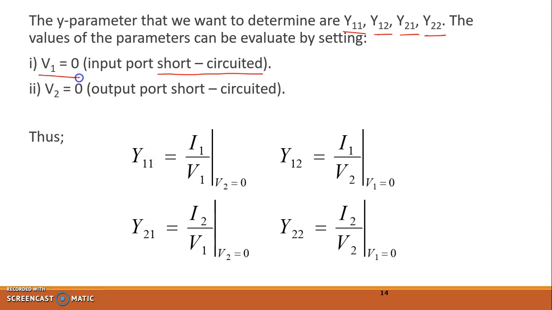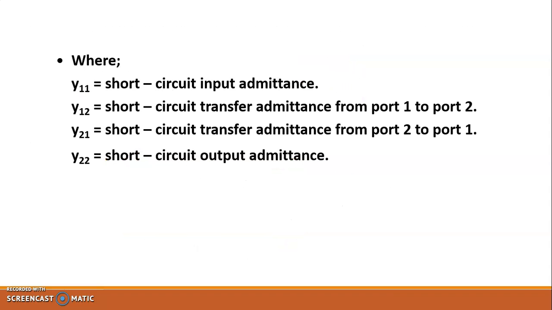If I make V1 equal to 0, I will get Y12 and Y22. And if I make V2 equal to 0, I will get Y11 and Y21, as shown here. Y11 is I1 by V1, Y21 is I2 by V1, Y12 is I1 by V2, and Y22 is I2 by V2. So these are the Y parameters.